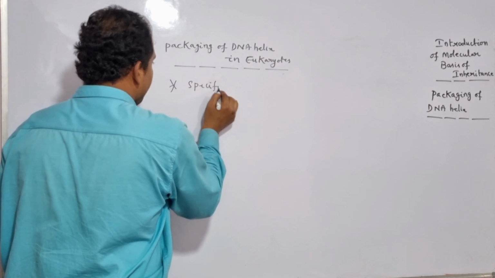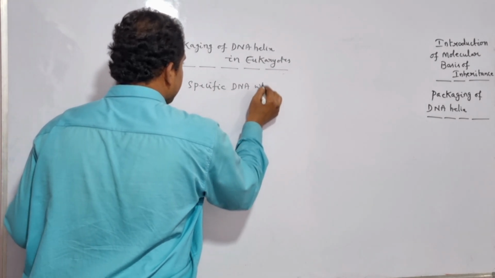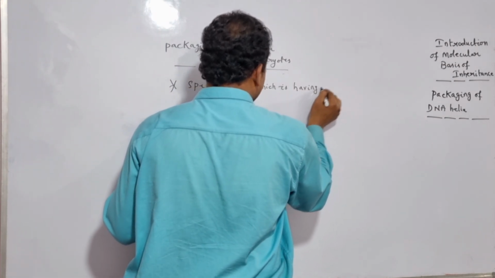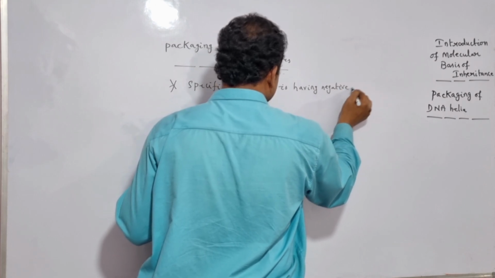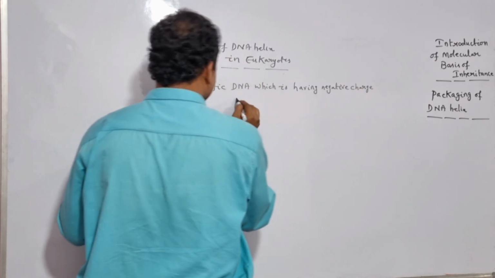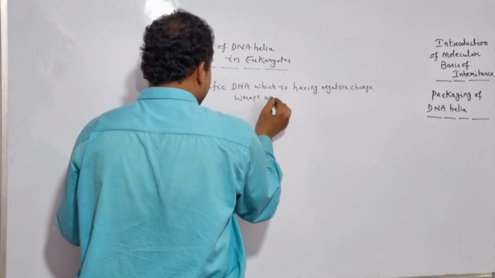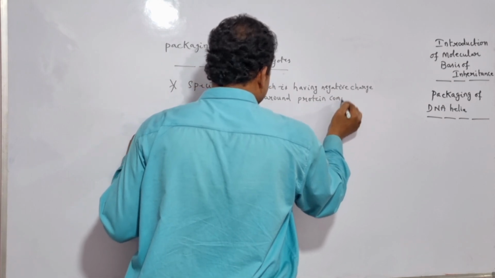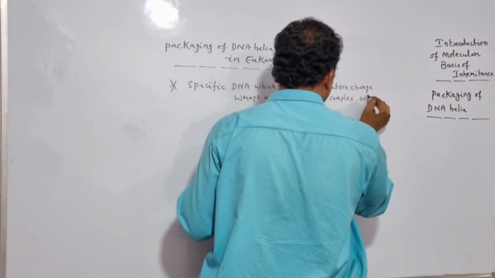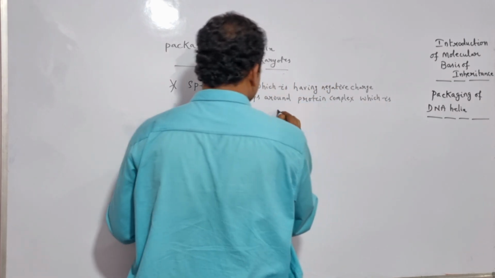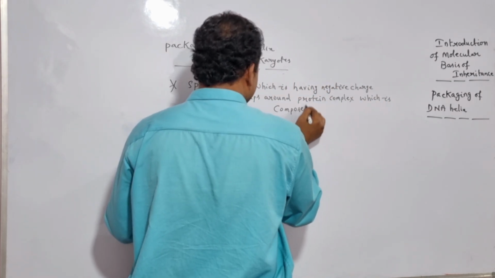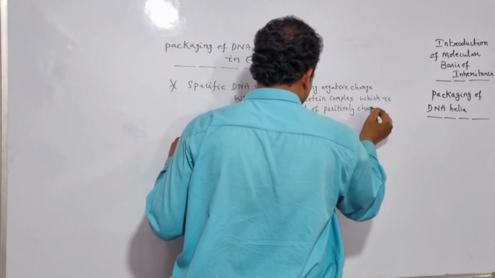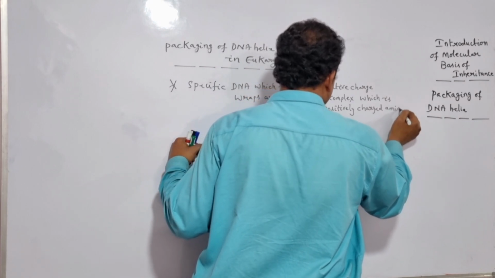Specific DNA which is having negative charge wraps around protein complex which is composed of positively charged amino acids like lysine and arginine.